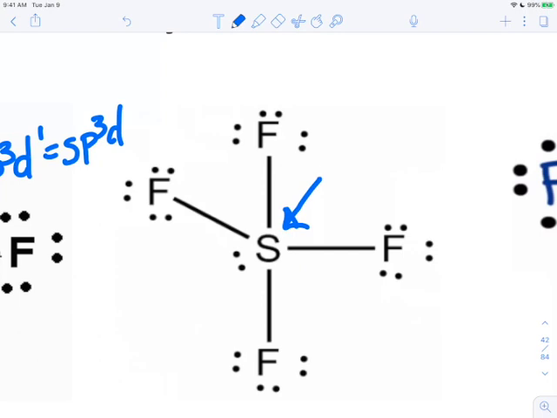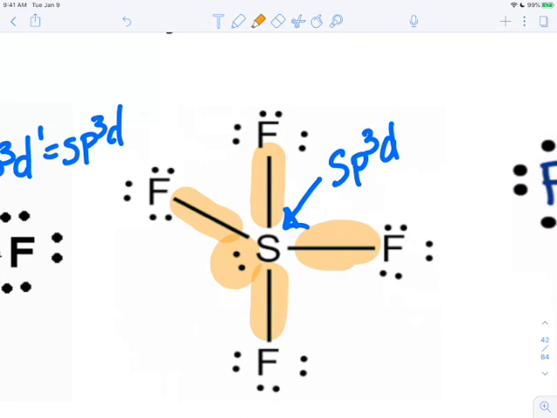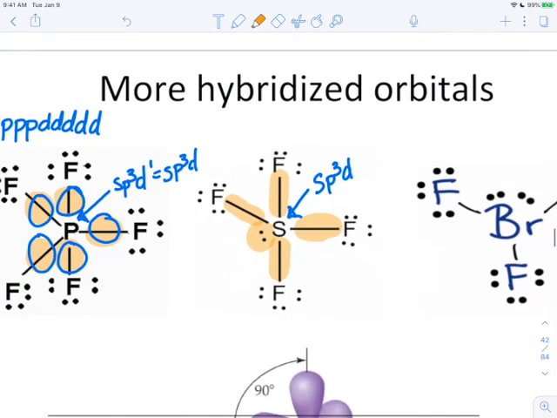All right, excellent. So I'm seeing lots of people saying it is the same, and it is. It is sp3d. All right, so let's go over why. So I see 1, 2, 3, 4, and 5 electron groups or electron clouds. So that's why it is sp3d.